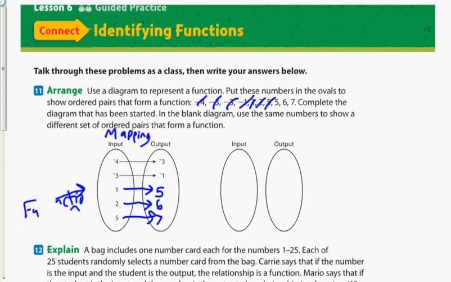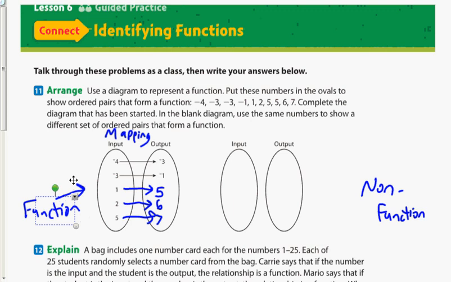It says in the blank diagram, use the same numbers to show a different set of ordered pairs that forms a different function. Okay? Whoa, that word function got a little messed up there. But let's use them differently to form a different function. You know what? I'm going to make an example of a non-function instead. I think those will be good to see side to side. I'm going to also fix this. Not sure what happened there. So this is going to be a non-function. I'm going to use red here.